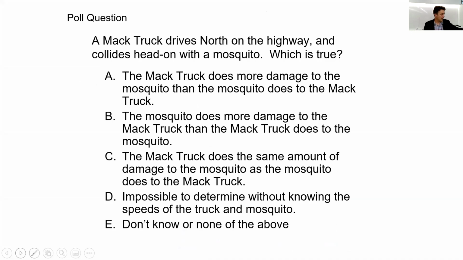Is it A, the Mack truck does more damage to the mosquito than the mosquito does to the Mack truck? B, the mosquito does more damage to the Mack truck than the Mack truck does to the mosquito? C, the Mack truck does the same amount of damage to the mosquito as the mosquito does to the Mack truck? D, it's impossible to determine without knowing the speeds of the truck and the mosquito. I never told you the speed of the mosquito. Or E, none of the above, I guess.